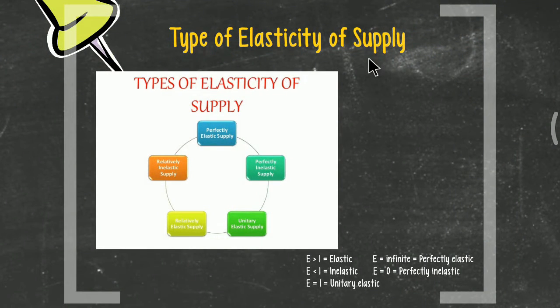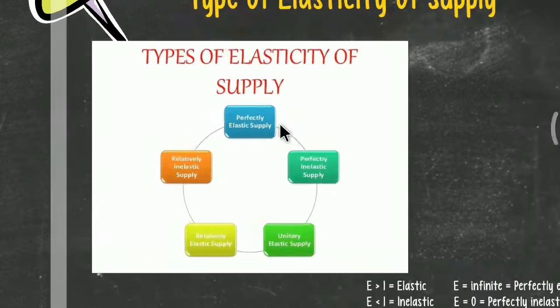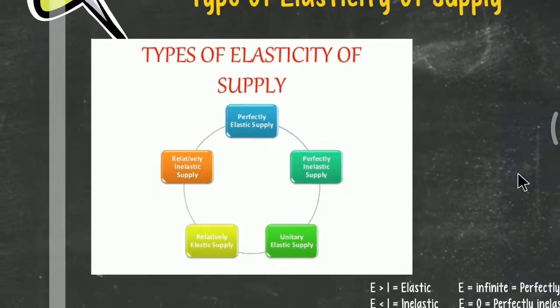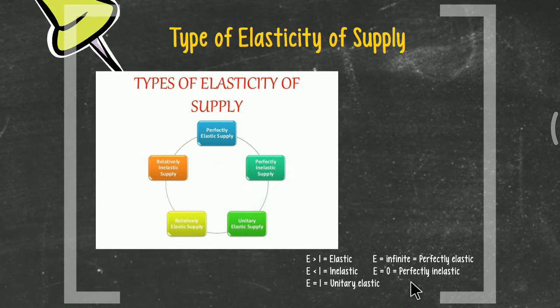Here are the types of elasticity of supply. There are 5 types of elasticity of supply too, the same as in elasticity of demand. There is relatively elastic, relatively inelastic, perfectly elastic, perfectly inelastic, and unitary elastic. The result of elasticity is a determination of whether the curve is elastic or inelastic.